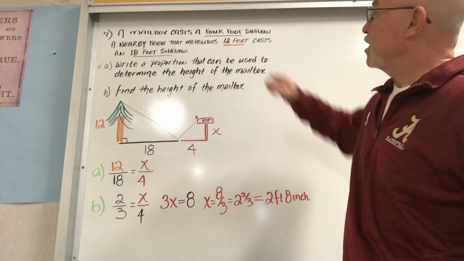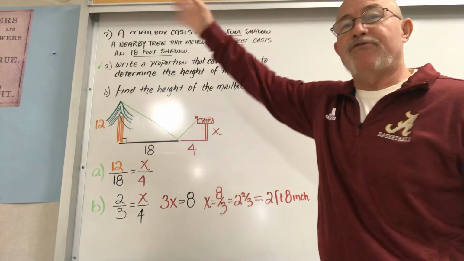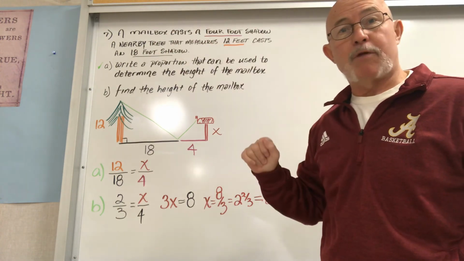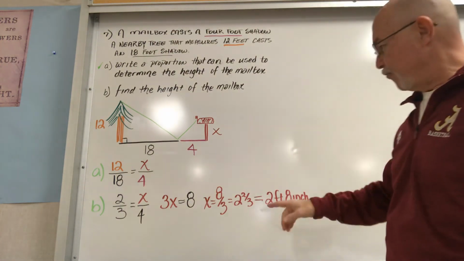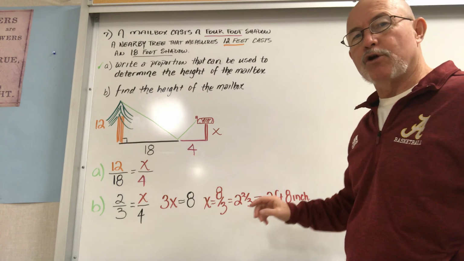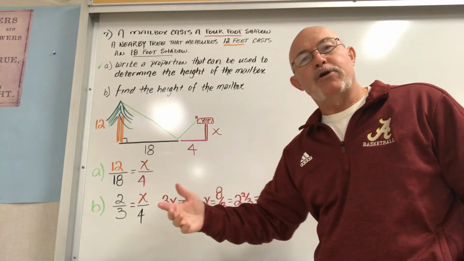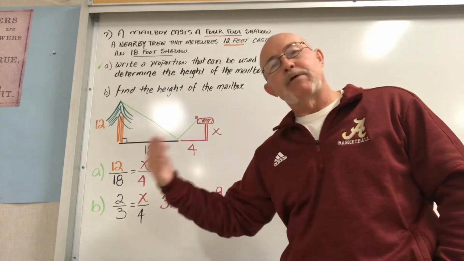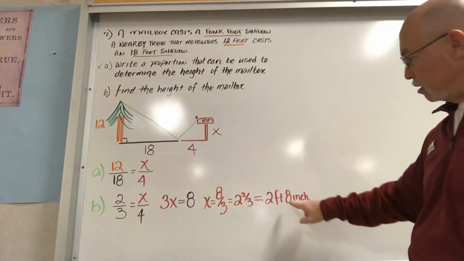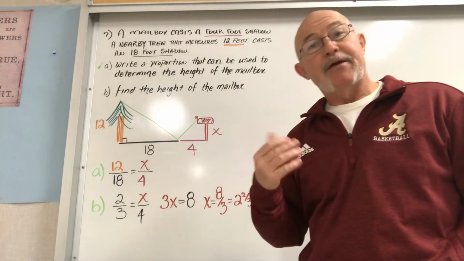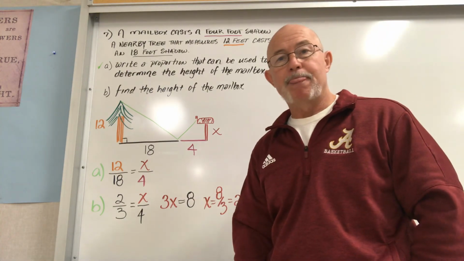Now, it does ask for the height, and we have been dealing with feet as far as our measurement. So let's transfer that. 2 2/3, we've already got 2 feet. What's 2/3 of a foot? Well, 2/3 of 12 inches is 8 inches. That's how you do that type of problem.